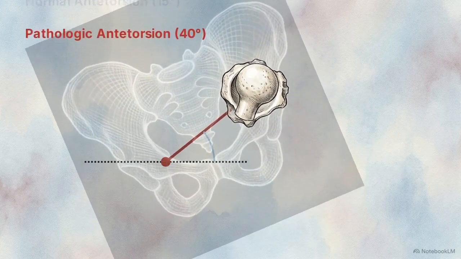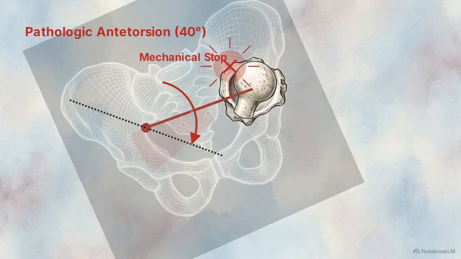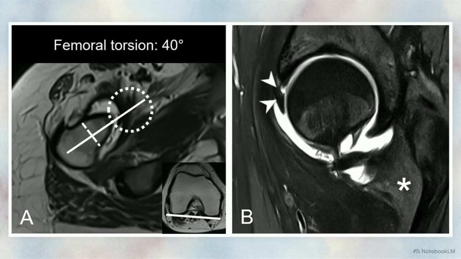The critical third pillar of FAI is pathologic femoral torsion. This geometric factor determines the rotational limits of the femur and where mechanical contact occurs. Increased antitorsion can push the mechanical conflict outside the joint capsule entirely, causing the proximal femur to crush tissue against the ischium. This torsion angle is calculated using superimposed axial MRI sequences, showing an abnormally increased femoral antitorsion of 40 degrees. The consequence is ischiofemoral impingement.